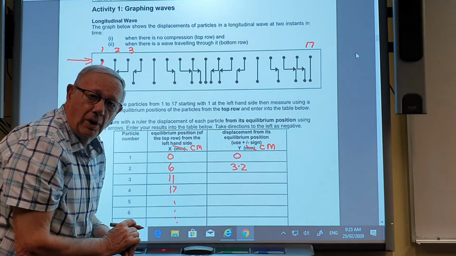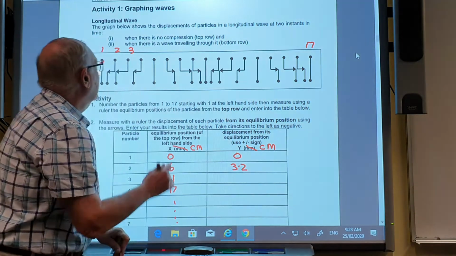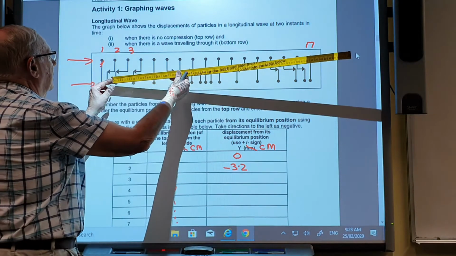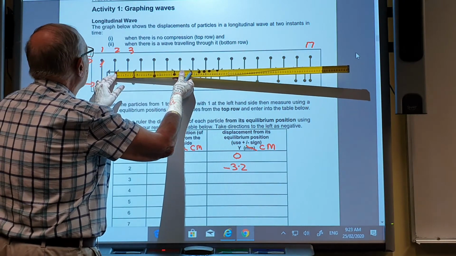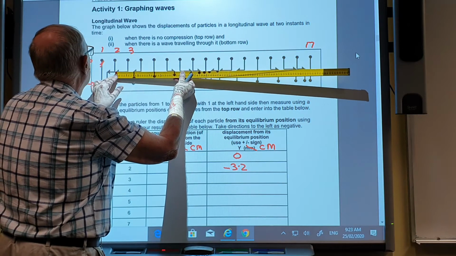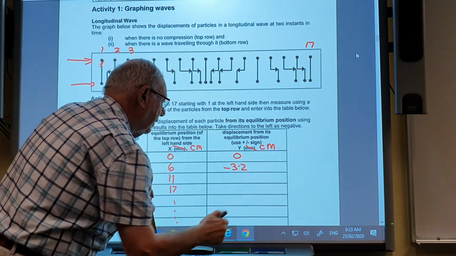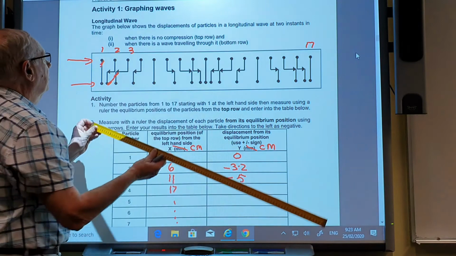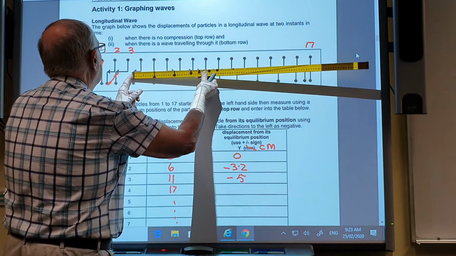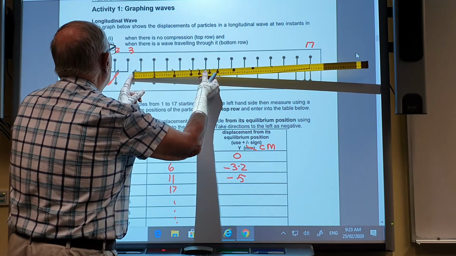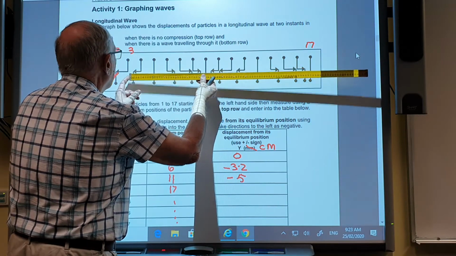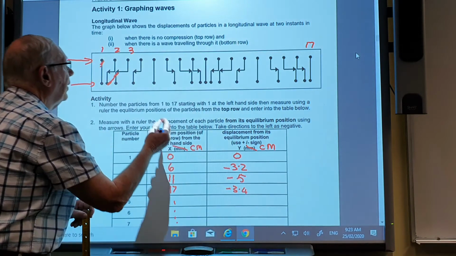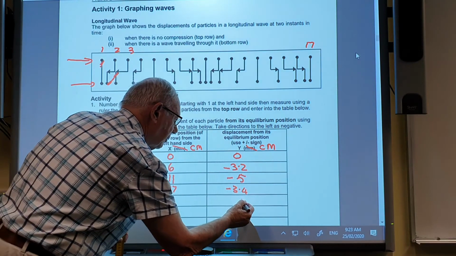Now I'm going to make that minus 3.2. Why? Because it's displaced in this direction. I then get the next measurement here, and that looks to me to be about 5. And I'm going to make that minus 5. The next one is back about 3.4, and then the one after that, as you can see, is 0.